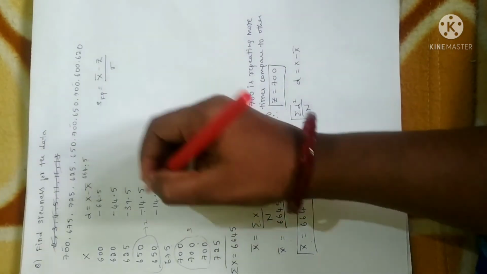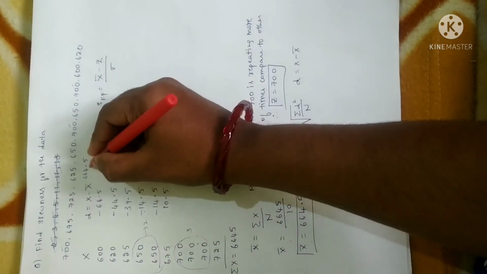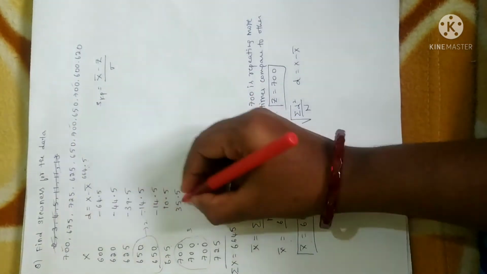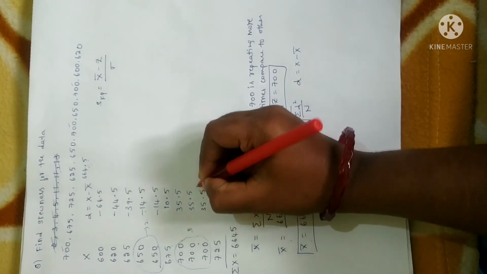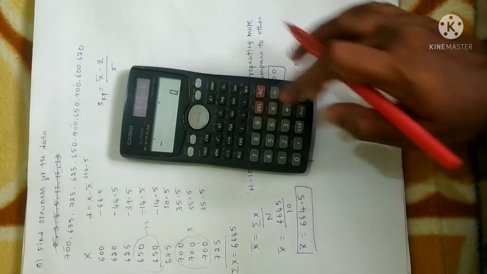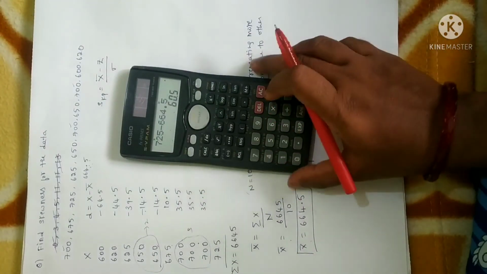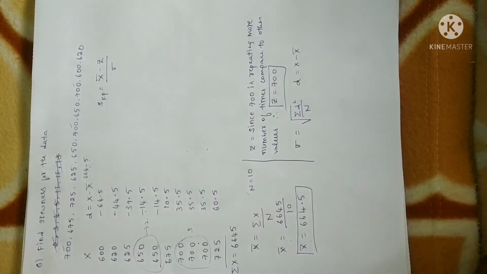675 minus 664.5, you will get 10.5. 700 minus this value, you will get 35.5. 700 again, so for all the three values it will be the same, it is 35.5. And the last value is 725. So 725 minus 664.5 will give you 60.5. Fine. So I have done the d values.